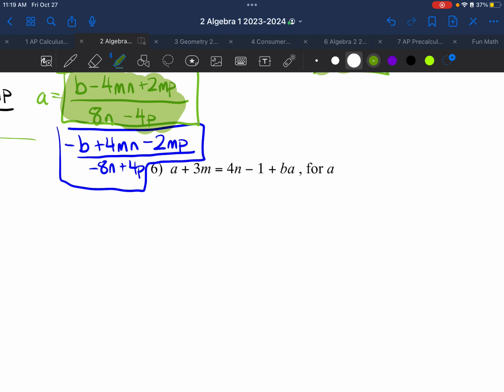All right, and then we move on to our last problem for the homework. And we are solving this problem for A. Notice I have an A here and an A here. We need to get all the A's on the same side.